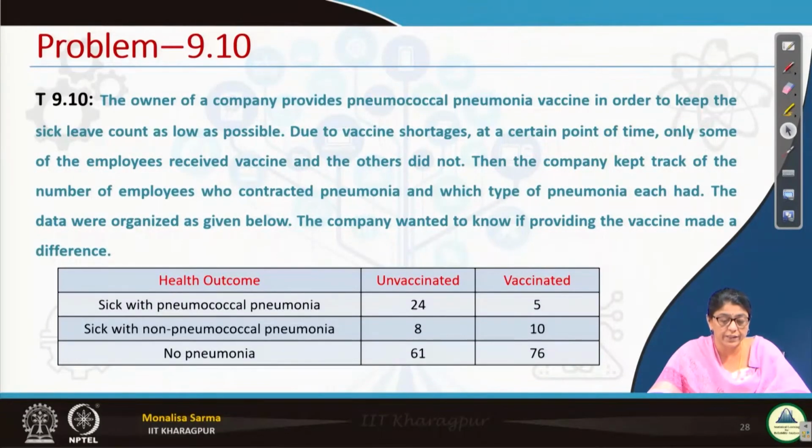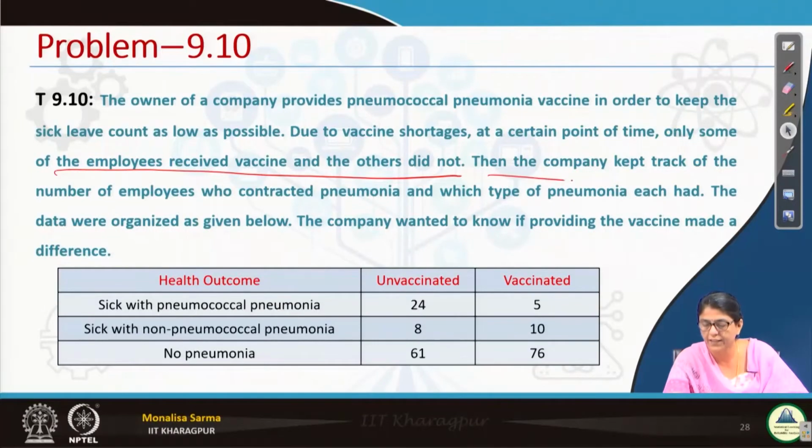See here, the owner of a company provides the pneumococcal vaccine, pneumococcal being a type of pneumonia, in order to keep the sick leave count as low as possible. Due to vaccine shortage, at a certain point of time, only some of the employees received the vaccine and others did not. Like the COVID vaccine, there was a shortage initially, so not all got it; few got it and few did not.